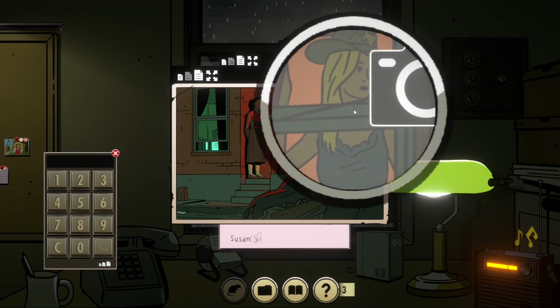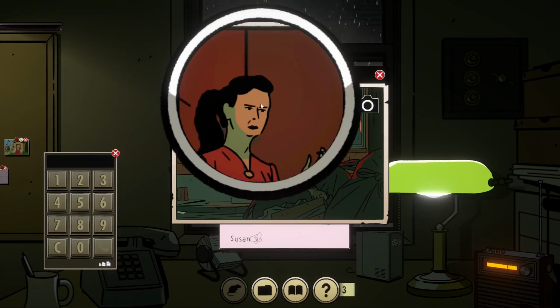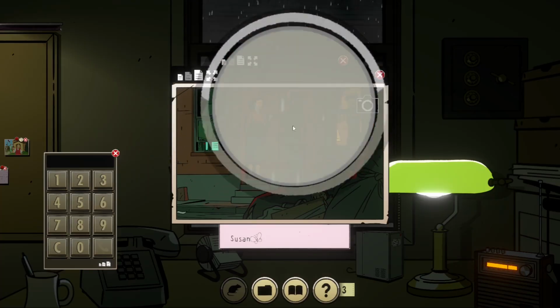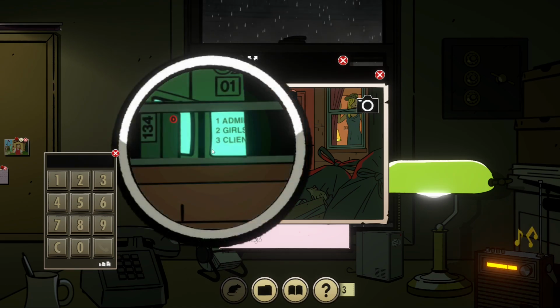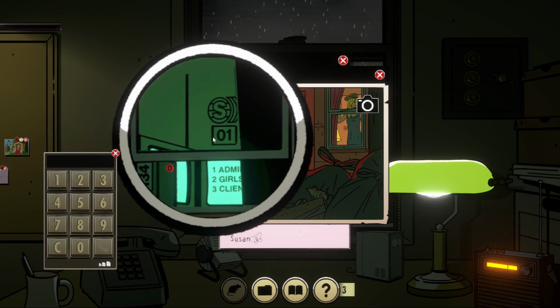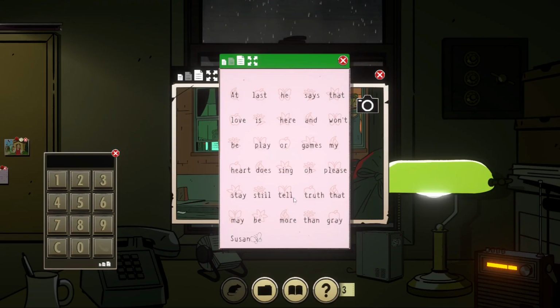Girl? At last he says that love is here and won't be to play games. Play or games, my heart does sing. Oh, please stay. Still tell the truth. What may be more than gray.